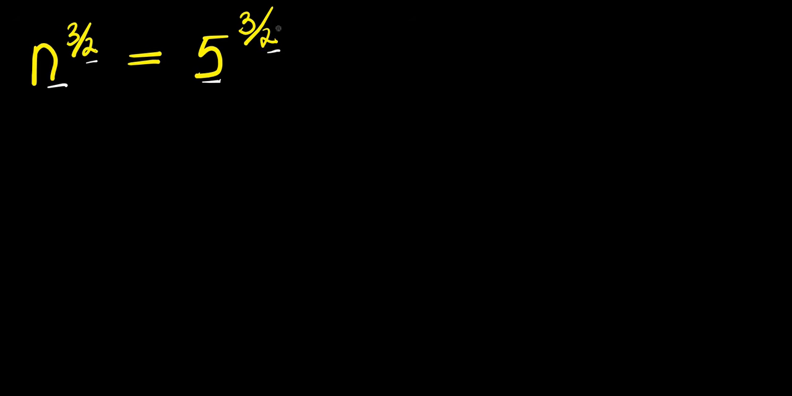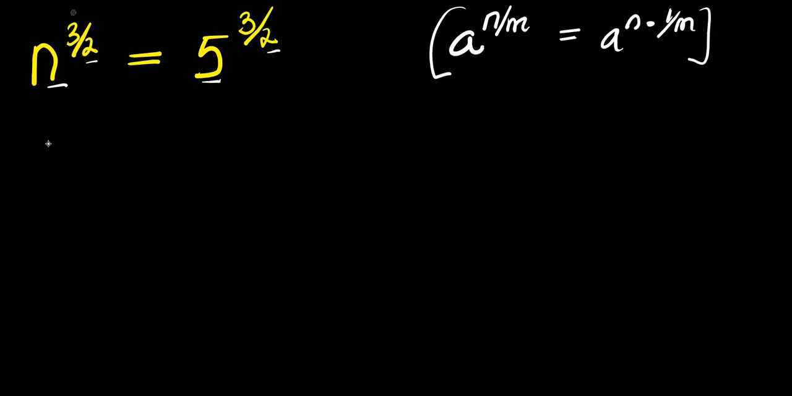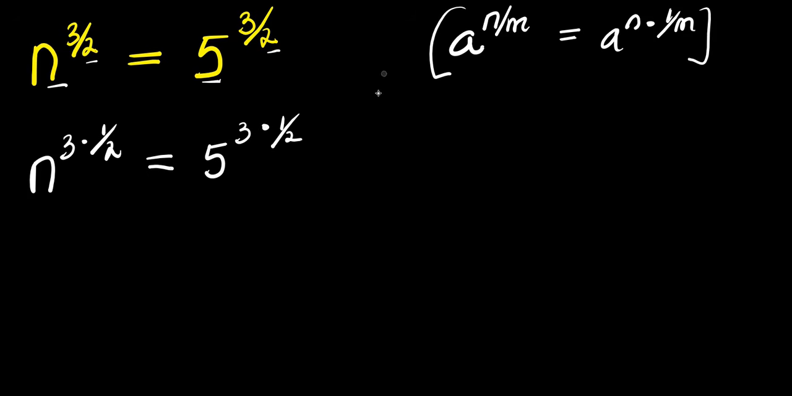Now, if you have a to the power of n over m, this is just like writing a power n times 1 over m. So we apply the same identity here. That means we have n power 3 times 1 over 2 equals 5 power 3 times 1 over 2.